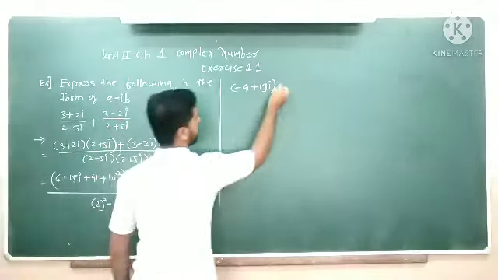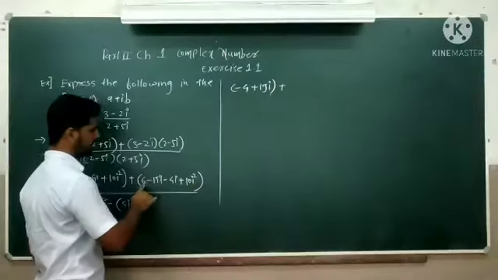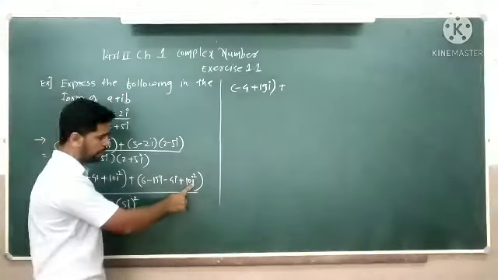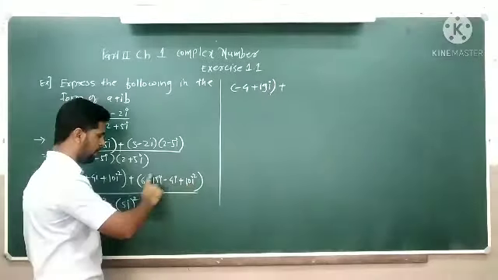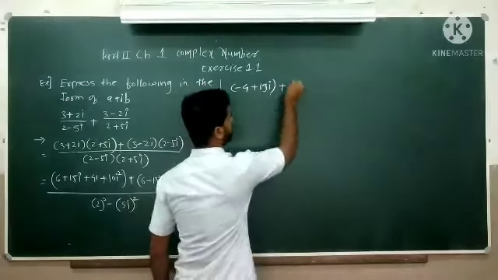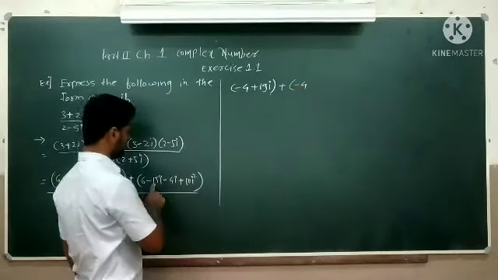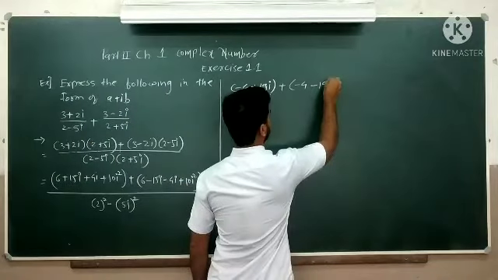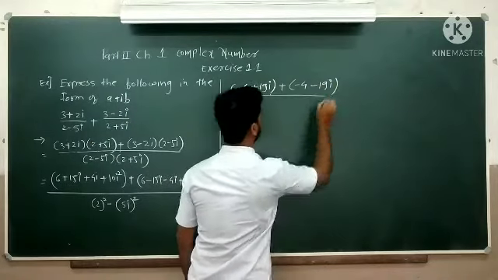Similarly, the second bracket. Second is 6. Now similarly 10 i square. Again i square is minus 1. Minus 1 into 10 is minus 10. So 6 minus 10 is minus 4. And this minus 15 minus 4i becomes minus 19i. Okay. Now come to the denominator.